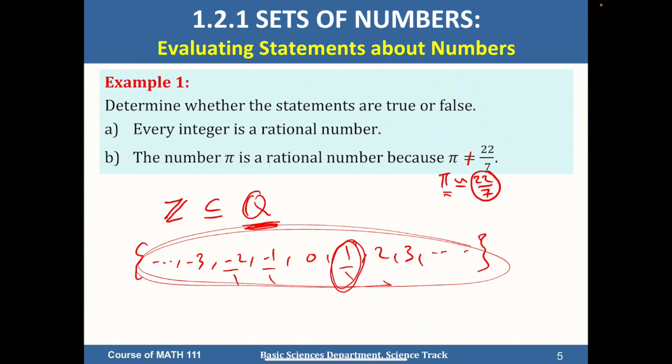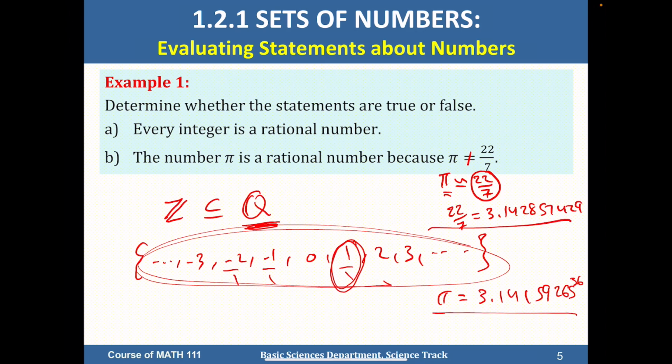Because if you try to put this in the calculator, you will see that 22 over 7 equals 3.142857429, but pi is different. The value of pi is 3.141592656. Okay, so as you see, we have different values, but 22 over 7 is an approximate value of pi. So this is false and this is true.